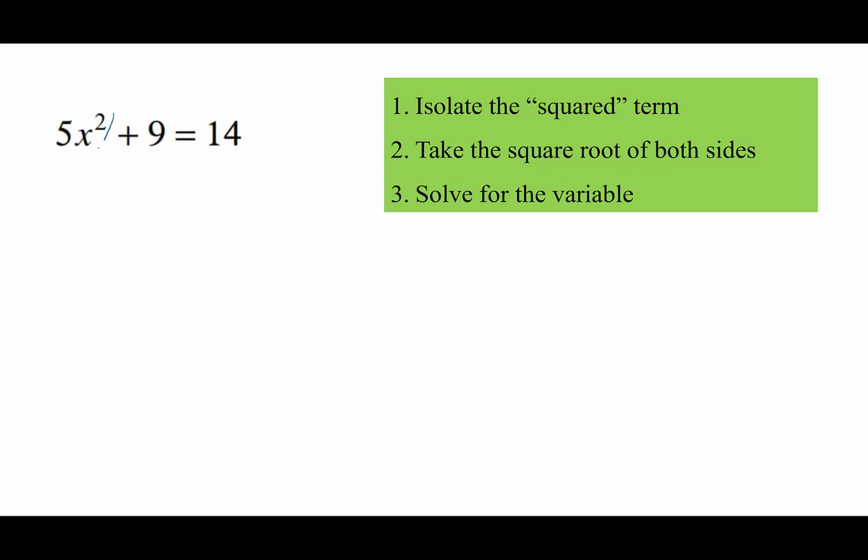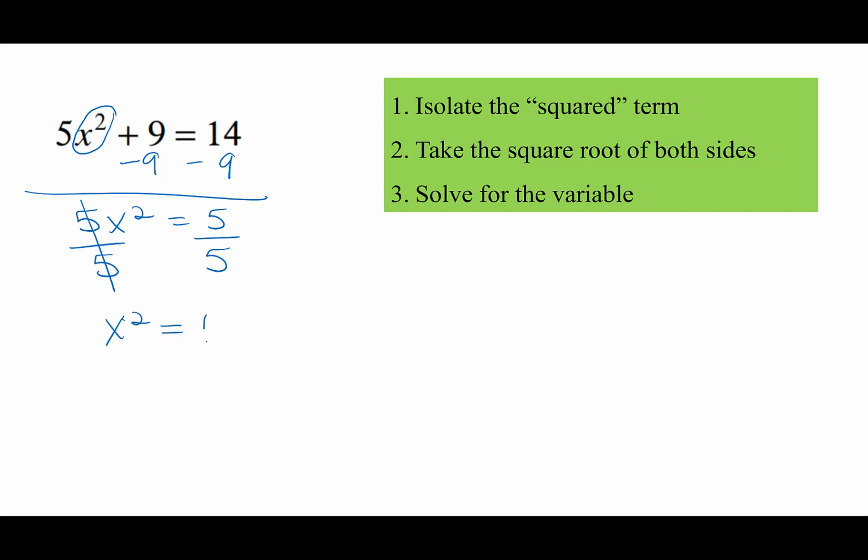In this question, x squared is the squared term, so everything else we will move to the other side. We'll subtract 9. This is 5x squared equals 5. Divide both sides by 5. X squared equals 1. At this step, we'll take the square root of both sides, and x equals positive 1 and negative 1. Like I said, you can also write it plus or minus 1.